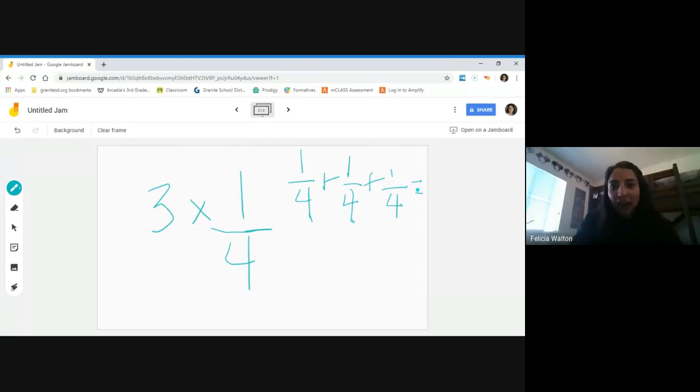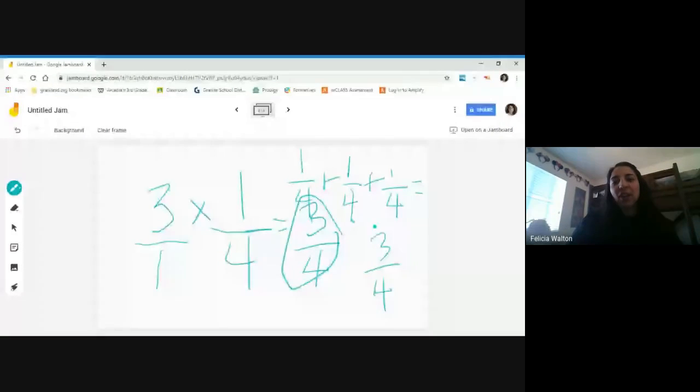So you know how to add fractions. You just add your numerators. 1 plus 1 plus 1 is 3, and then your denominator is 4. And I showed you in the other video that there's an invisible 1 underneath our 3 here. You don't have to write that, but it might help you. So you would multiply 3 times 1, which is 3, and then 1 times 4, which is 4, and we get the exact same answer of 3/4.